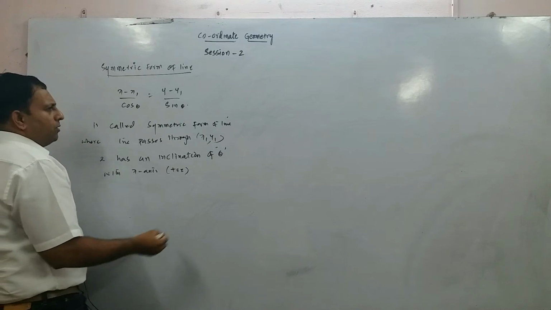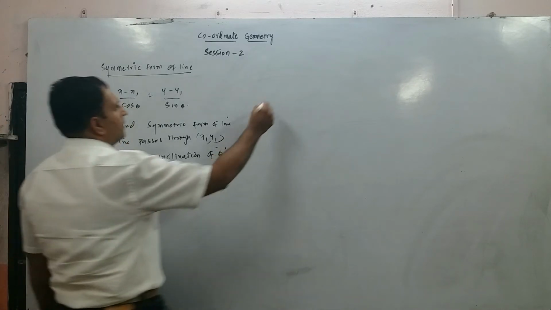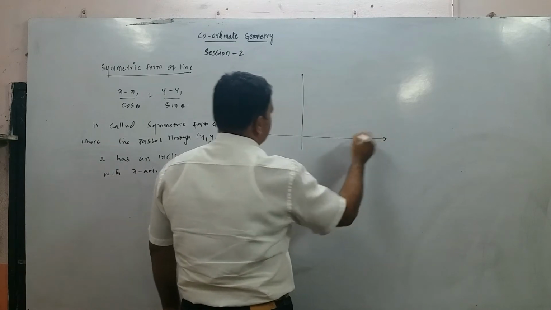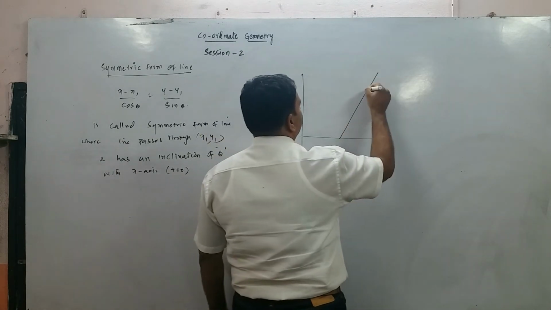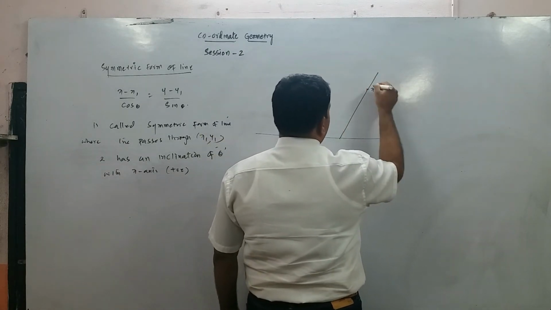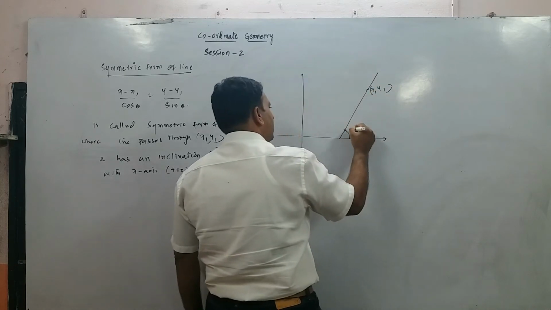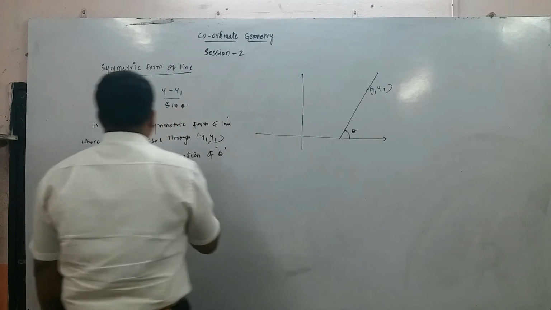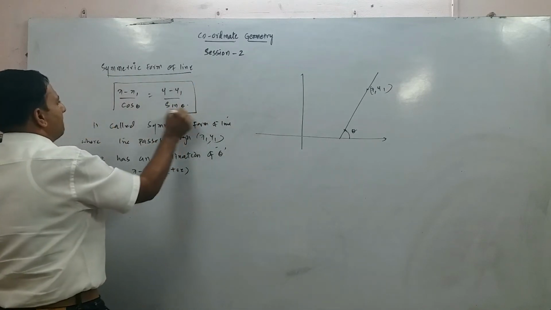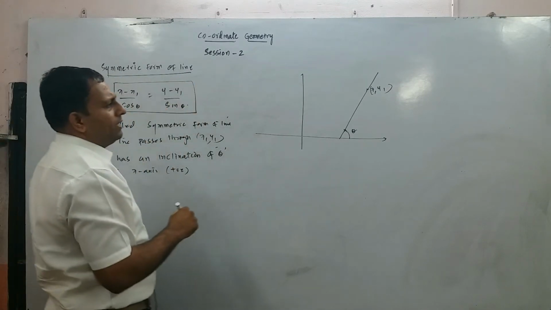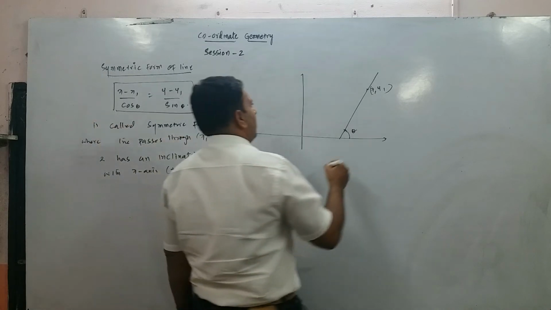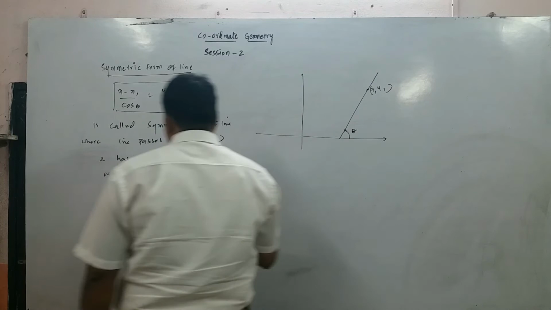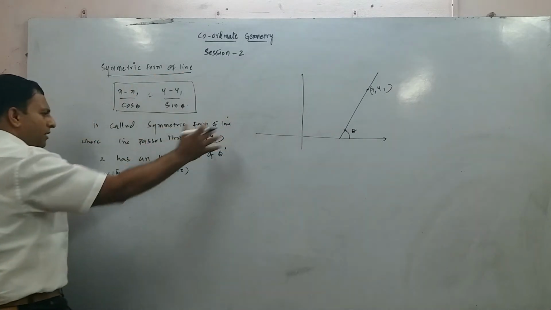All right, so let me draw the figure for you. See, this is the x-axis and there is a line passing through point (x1, y1) making an angle θ with the positive x-axis. Then the equation of this line is (x - x1)/cos θ = (y - y1)/sin θ. Now, apart from this, there is something else also called parametric point. So this is just the symmetric form of line.